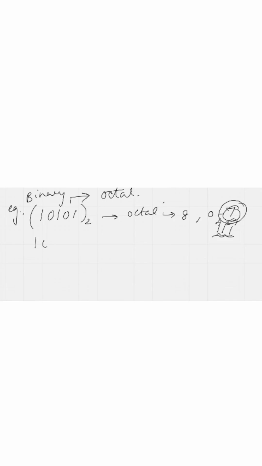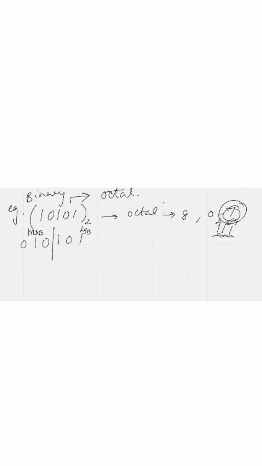So we are having 1 0 1 0 1. Starting from the least significant bit, this is the least significant bit value and this is the most significant bit value. We need to start from the least significant bit value and divide it into 3 bits. So 1, 2, 3 bits, and you can put one slash. Here you have only 2 bits, so the third bit we can include as 0.